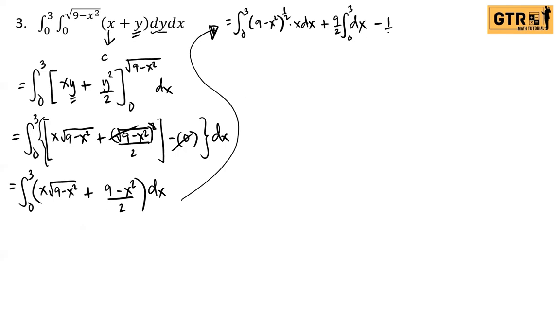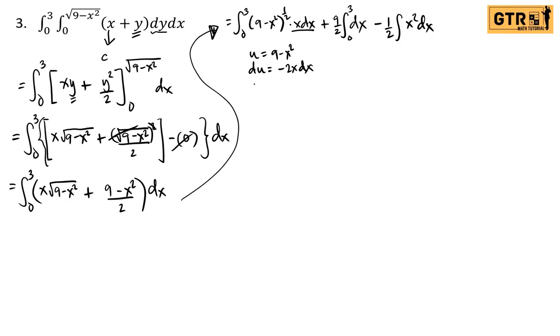Or labas natin yung 1/2. So 1/2 integral of x squared dx. Okay, so we have direct formula for every integral. For the first one, we have neutralizing factor because our u is 9 minus x squared. Our du is equal to negative 2x dx. So we don't have negative 2 here.